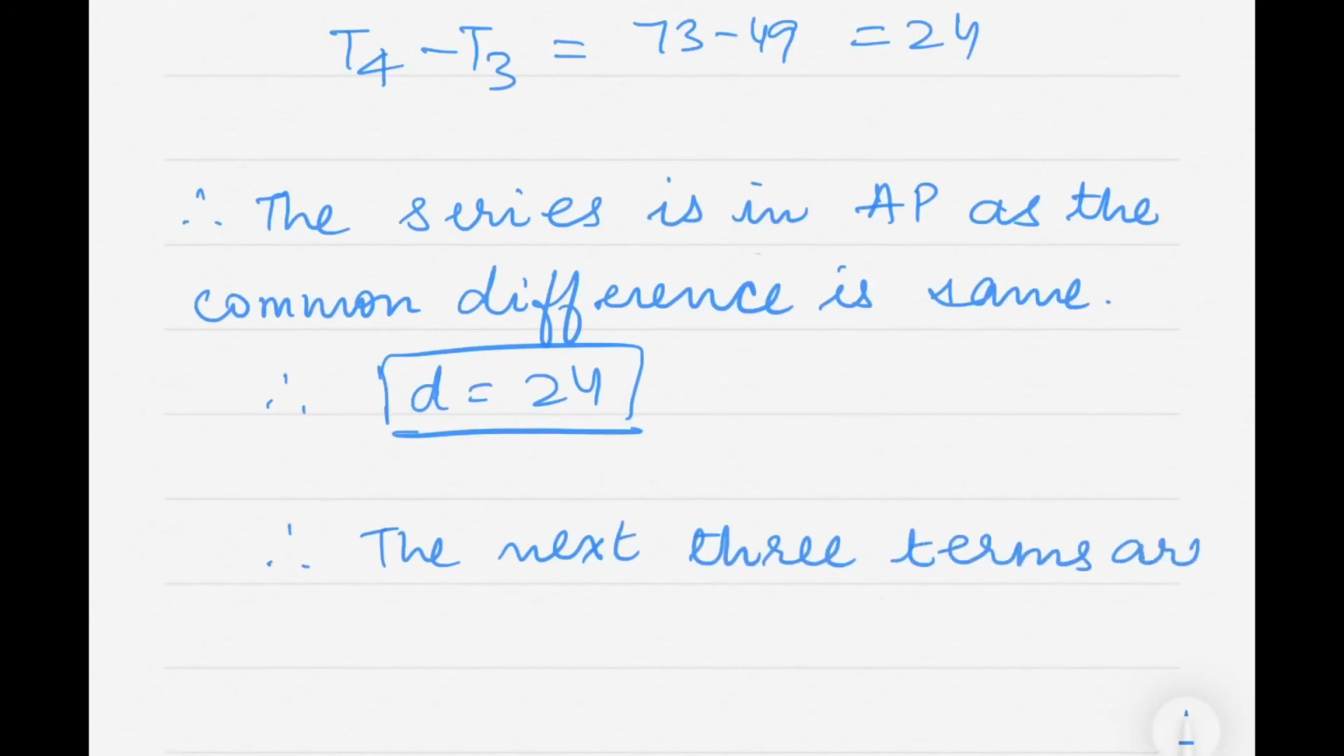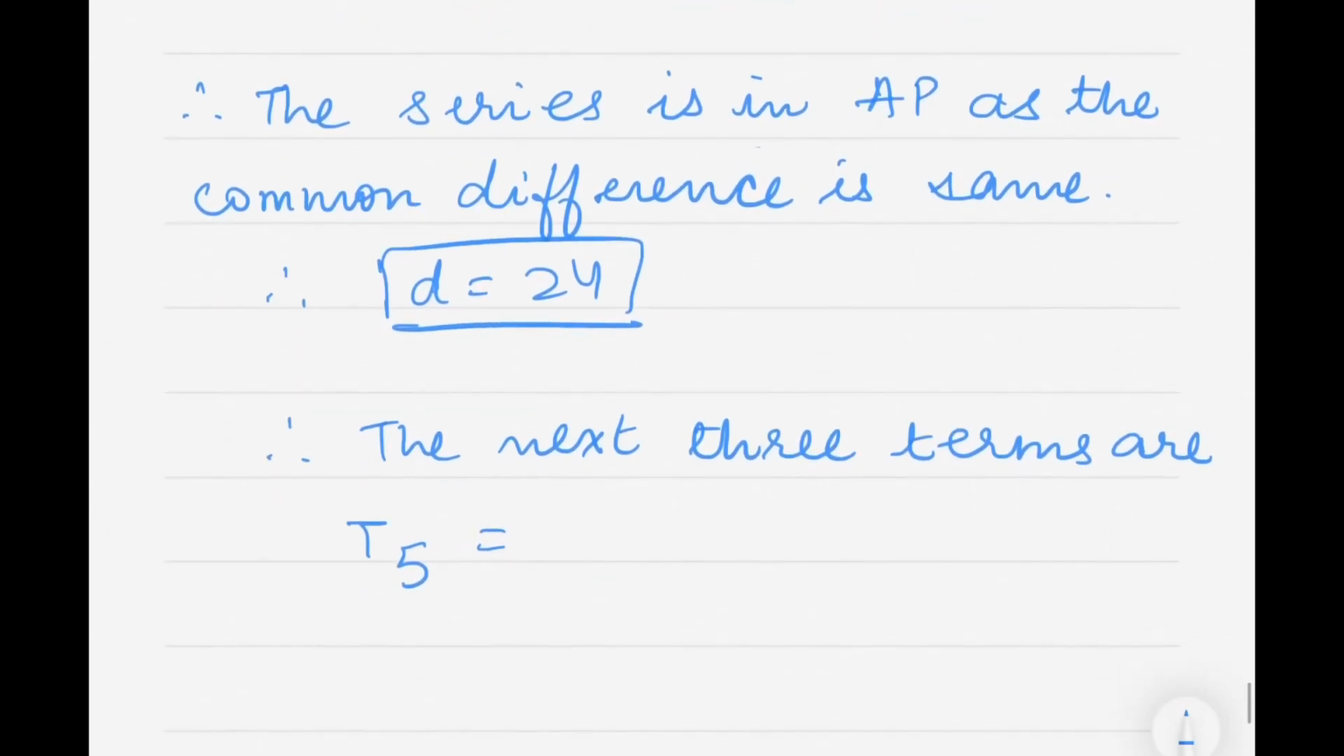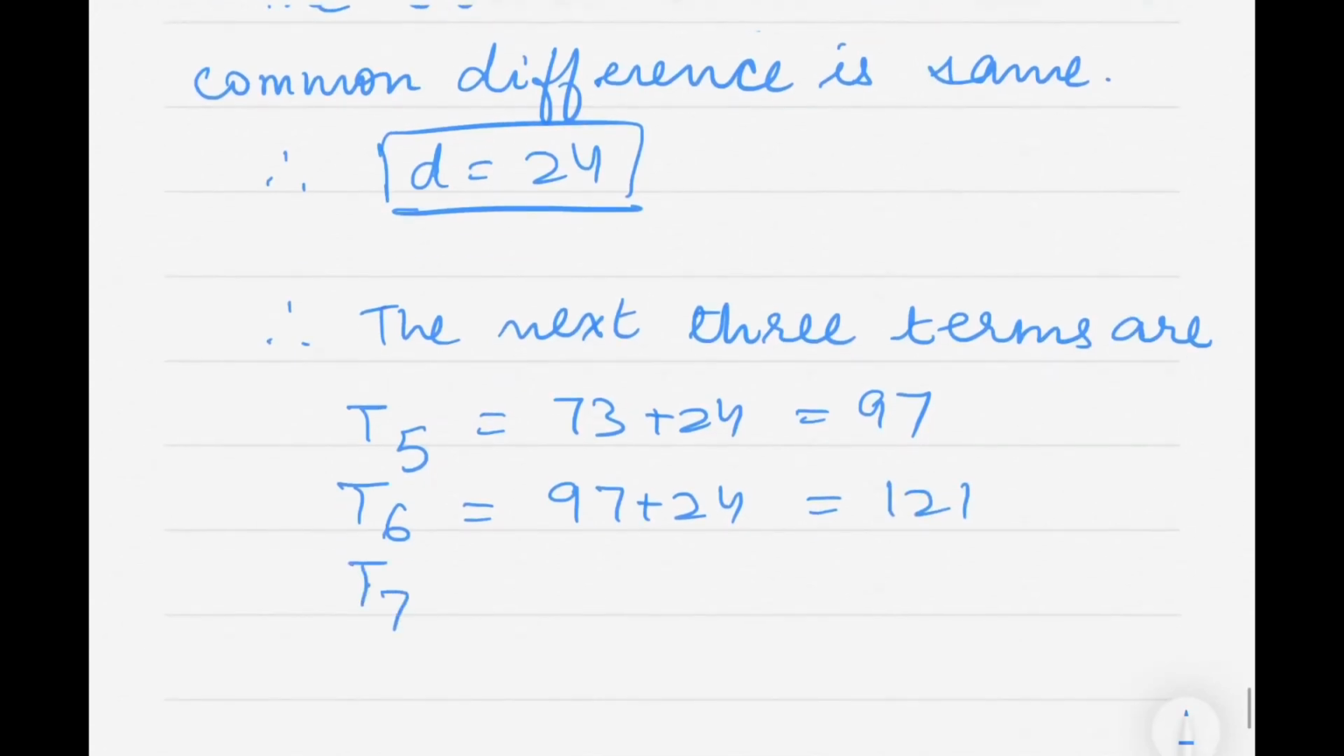So T4 was 73, so T5 is 73 plus 24, that gives me 97. T6 is equal to 97 plus 24, so this gives me 121, and the seventh term will be 121 plus 24, so this is 145. Okay, so we have got all the three terms, and with this we finish all the parts of the fourth question and the exercise is over.